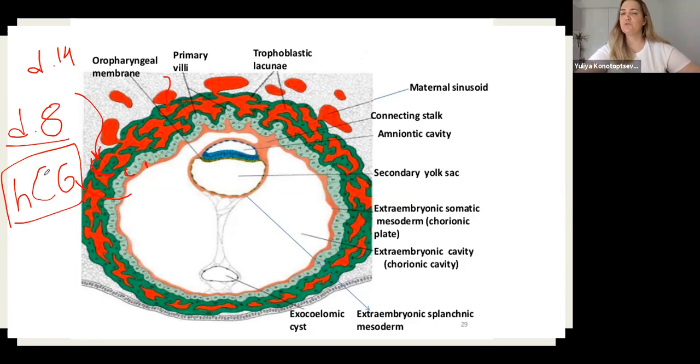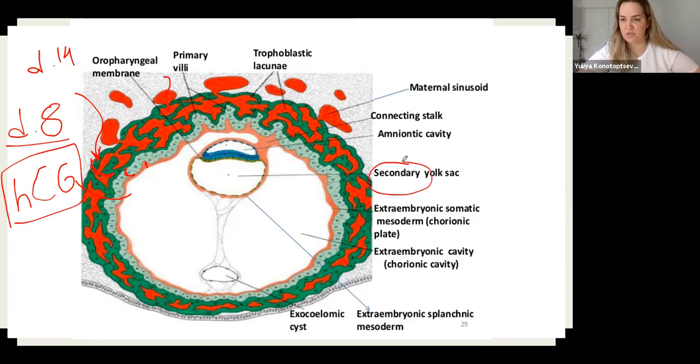What was the function of the corpus luteum? Produces progesterone and estrogen. Very good. It produces progesterone and estrogen. And you remember that progesterone is the one that keeps the endometrium thick. Now here we have the amniotic cavity. Here we have the secondary yolk sac.